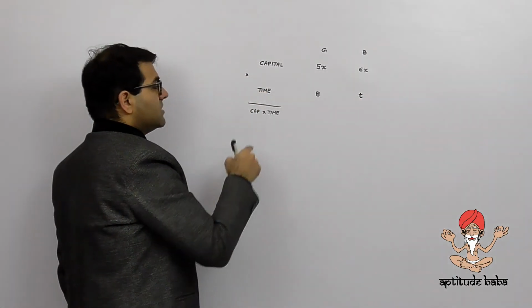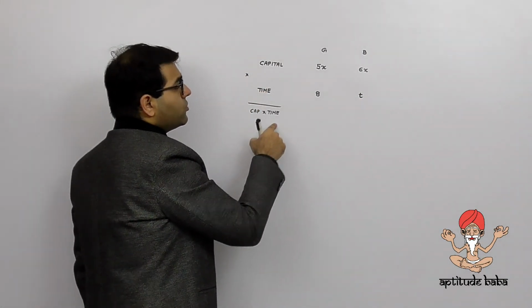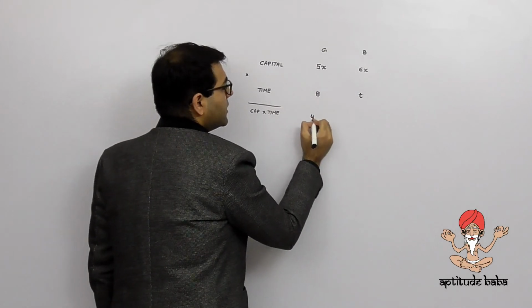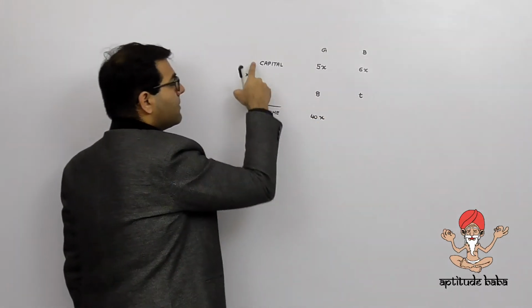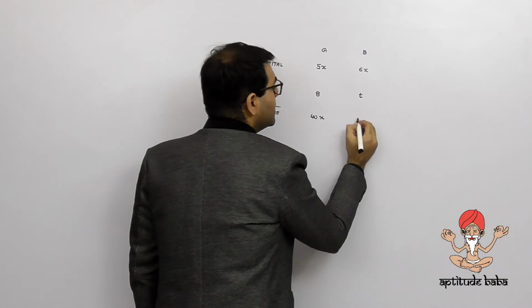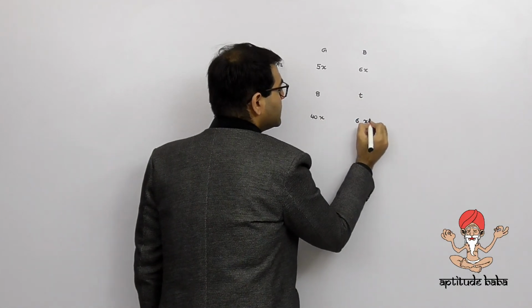Now what is the product of capital and time going to be for Gupta? It is going to be 40x. And what is the product of capital and time going to be for Bansal? It is going to be 6xt.